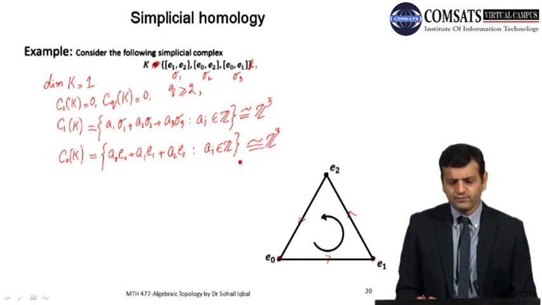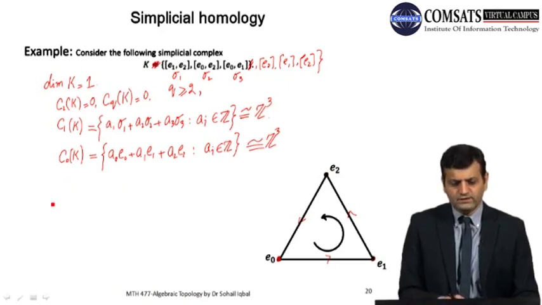So why must these E0, E1, E2 be in this simplicial complex? Because when we take the intersection of these two 1-simplices, the intersection is E0, which must also be contained in K. So basically E0, E1, E2 must also be contained in this simplicial complex. Okay, so let's calculate our boundary maps.